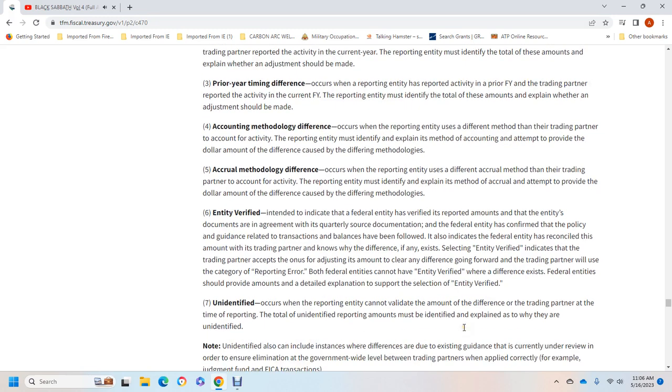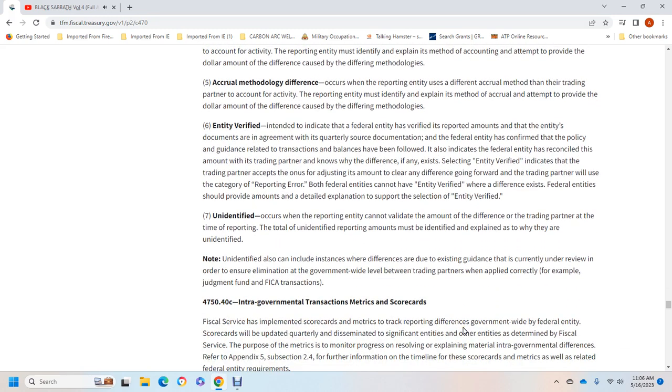Selection of entity verified, something unidentified, occurs when the reporting entity cannot validate the amount of the difference with the trading partner over the time of the reporting. Total unidentified reporting amounts must be identified, and the entity must explain why they are unidentified. Note that unidentified can also include instances where the existing guidance is currently under review, in order to ensure an elimination at the government-wide level between trading partners when applied correctly. For example, the Judgment Fund and FECA transactions.